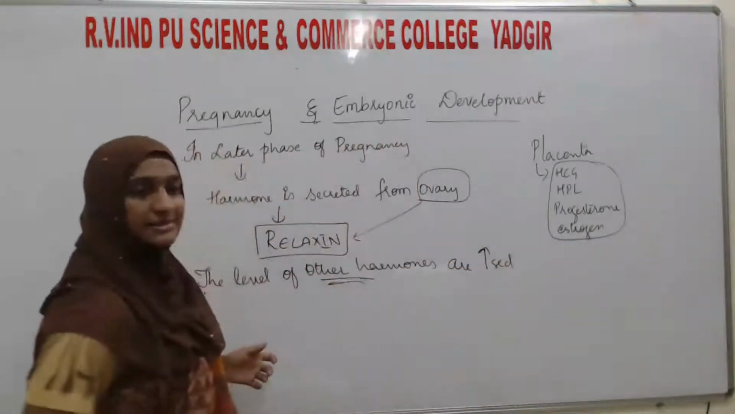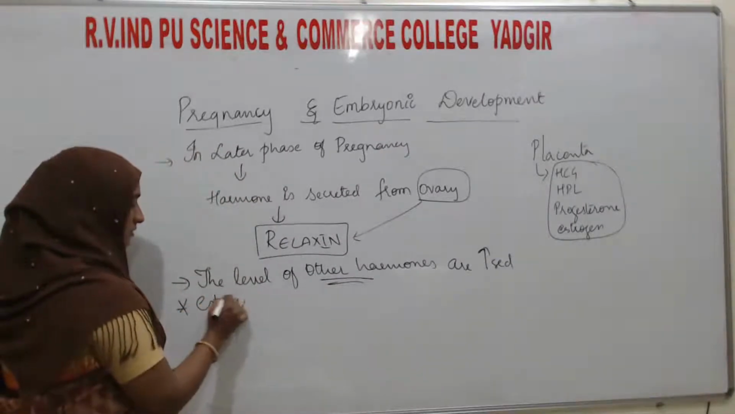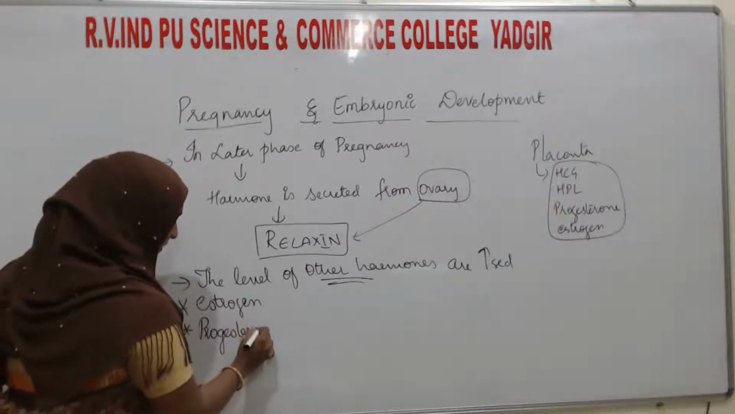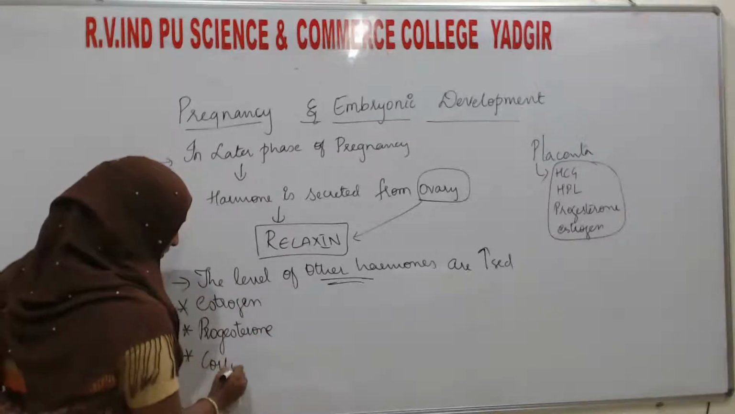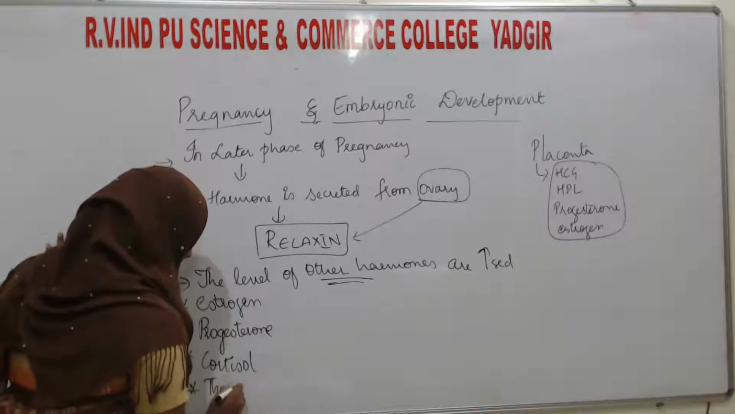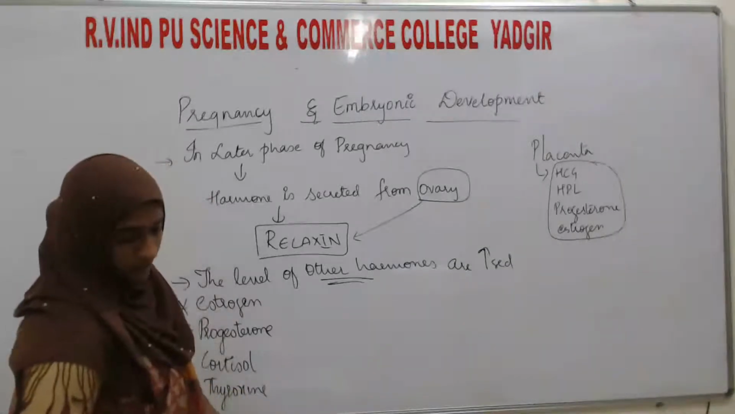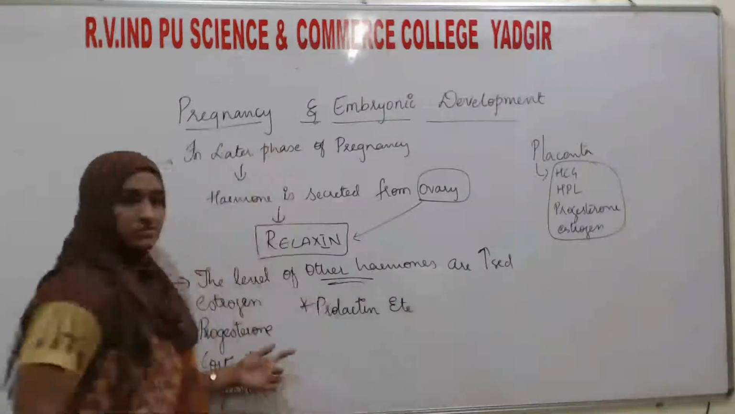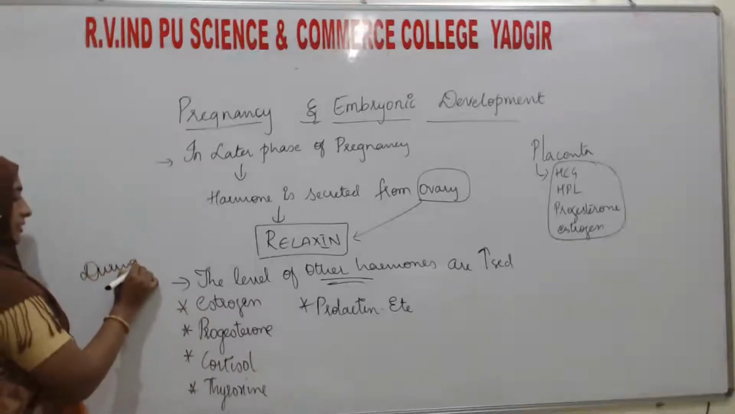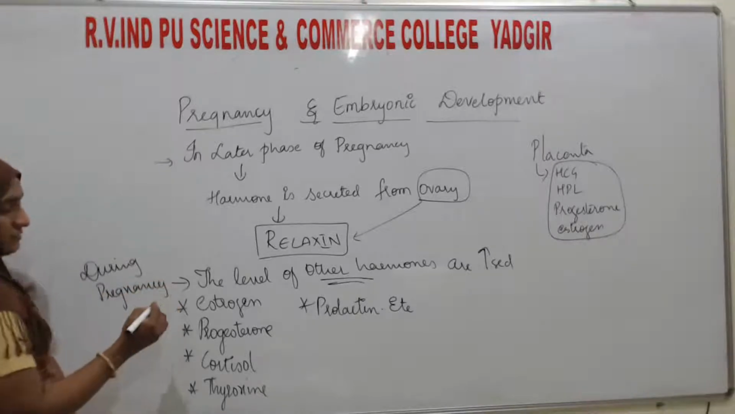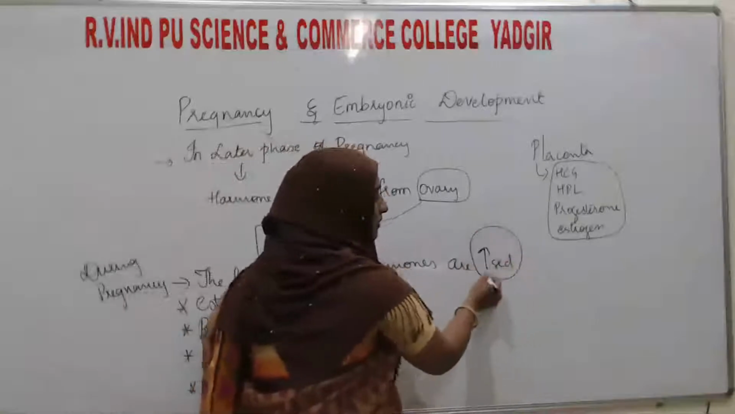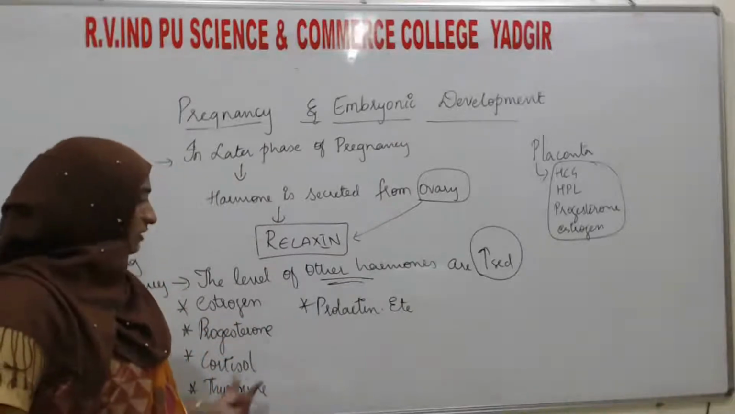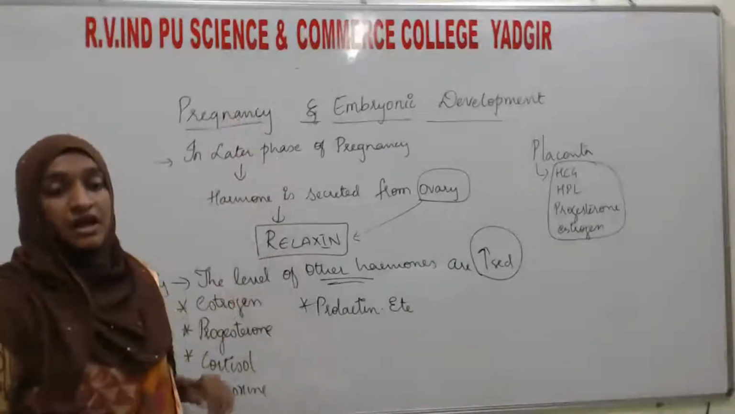Which are those other hormones? They are estrogen, then progesterone, then cortisol, thyroxine, then prolactin, etc. So the level of all these hormones during pregnancy will be in an increased form. What are the hormones? Estrogen, progesterone, cortisol, then thyroxine, then prolactin. All these hormones are at a very high level.